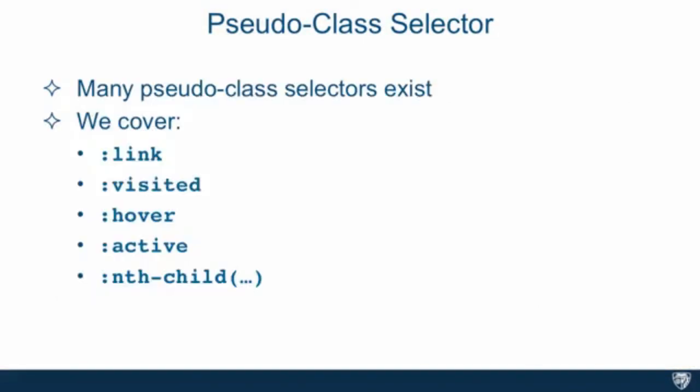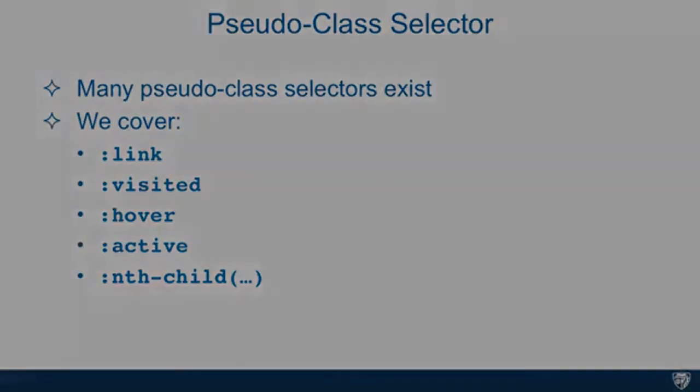Now, there are many pseudoclass selectors that exist. In this lecture, we're going to cover 5 of them. The first 4, link, visited, hover, and active, are pretty basic and are used very, very often. The last pseudoclass we'll cover, nth child, is a fairly powerful pseudoclass and can get pretty complicated, but its basic uses are fairly straightforward, as we'll see. So let's jump straight into the code and see how these selectors work.